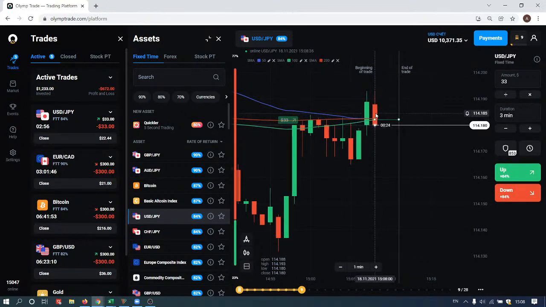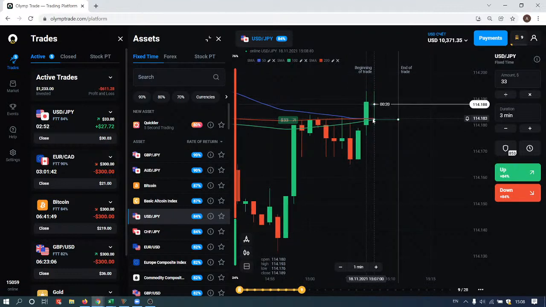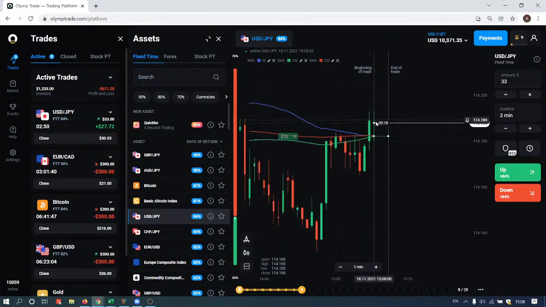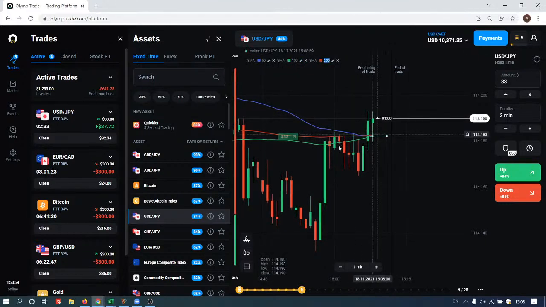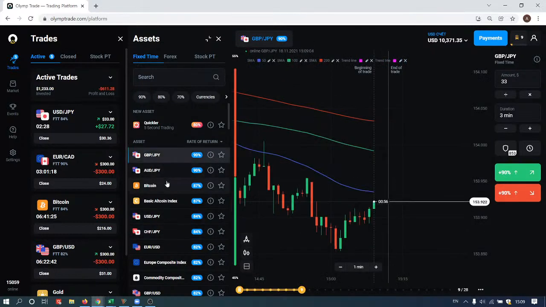Like here, I opened the trade upwards because the price broke above this line, above the 3 simple moving averages. Okay, guys. So for those who do not know, this strategy consists of 3 simple moving averages with 3 different periods. So these periods are 50, 100, the green line, and 200, the red line.